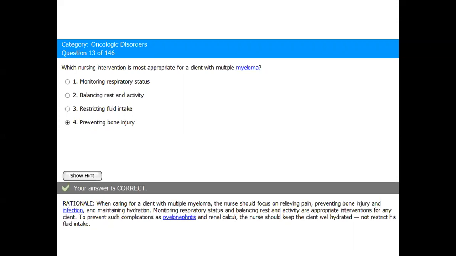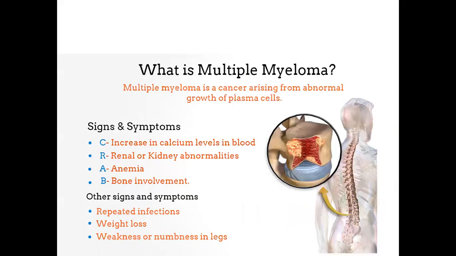Because of the disease process, sooner or later, if untreated, the patient's kidney gets involved. Kidney dysfunction is more common, and infection is common because of the plasma cell defect; plasma cells are related to antibodies, so the patient easily gets infected. Pyelonephritis means kidney or pelvis infection, inflammation, renal calculi. The nurse should keep the client well hydrated, and there is no need to restrict the fluid intake.